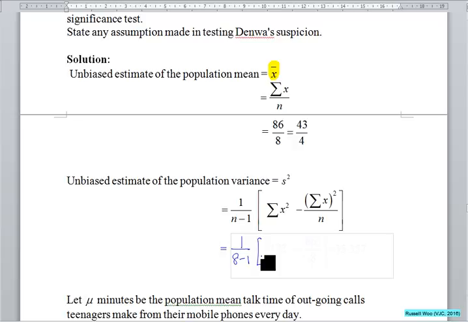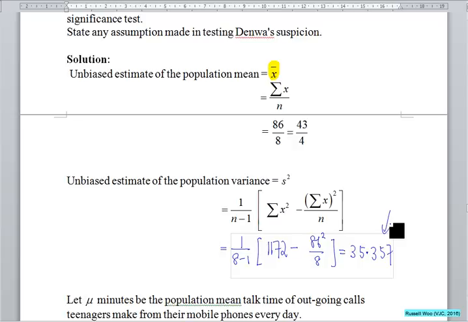Then you substitute, right? Then you get 1172 minus 86 squared over 8. Okay, and then you get 35.357. Because this is not required, I better round off to 5 SF because I'm going to use this later. Okay? 5 SF. Now we start our hypothesis test.